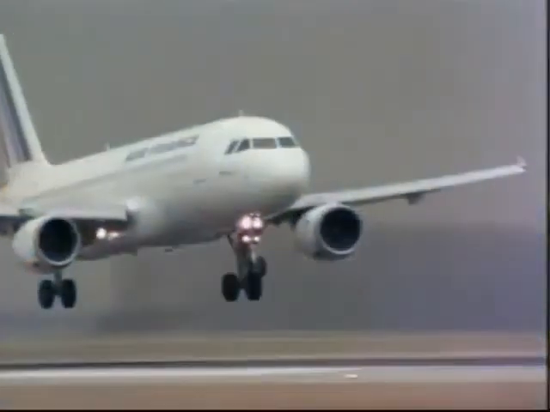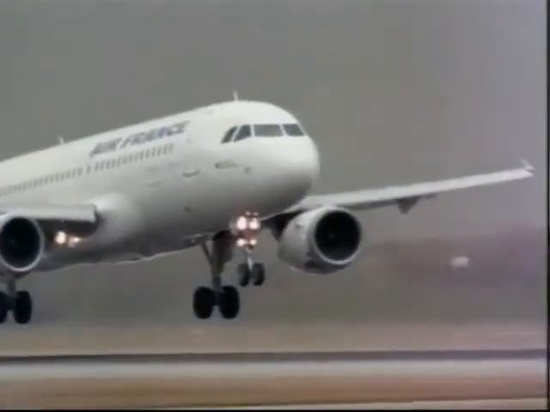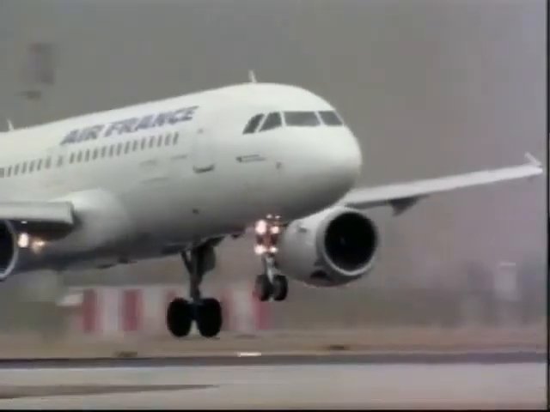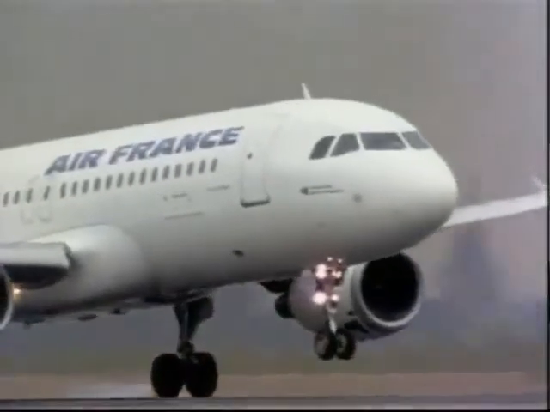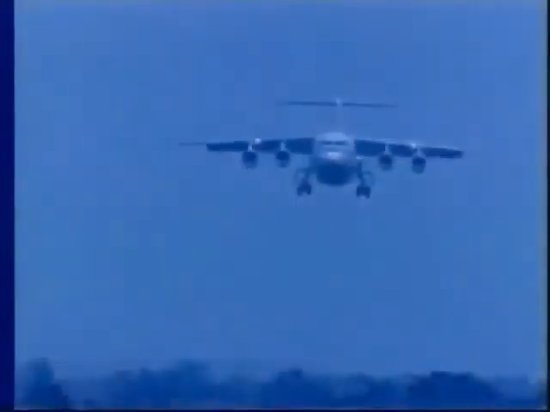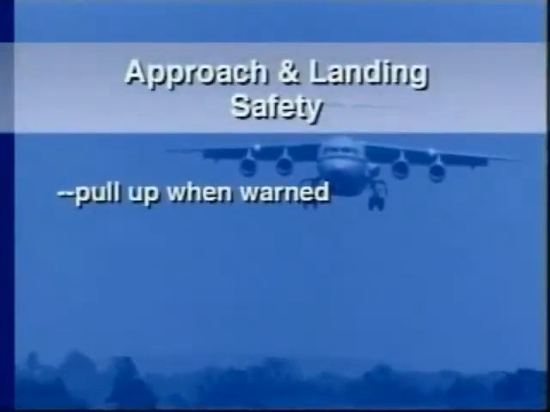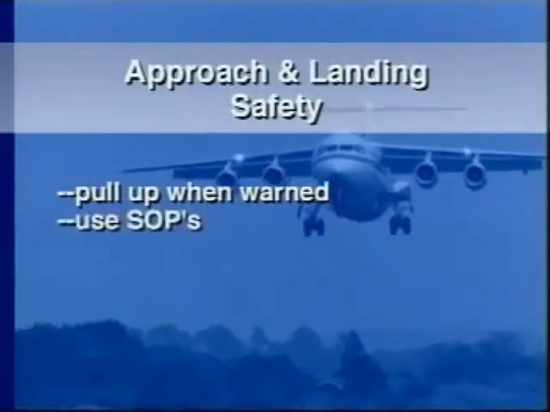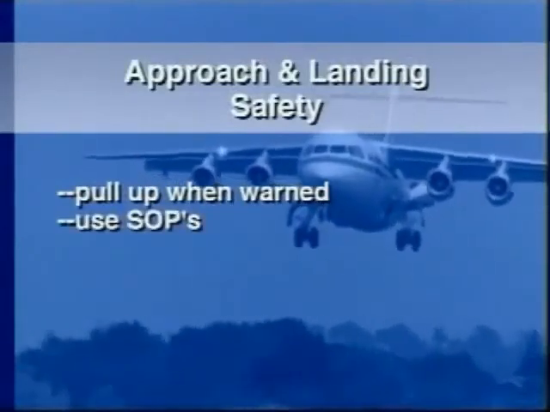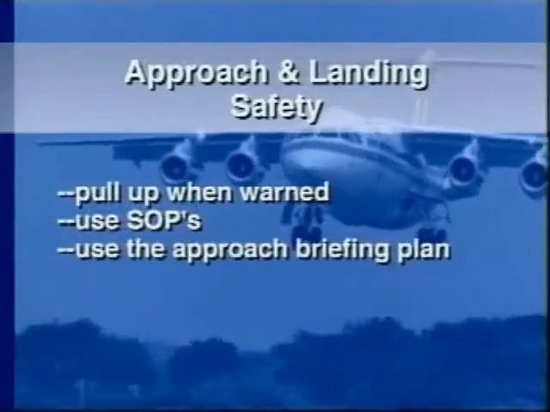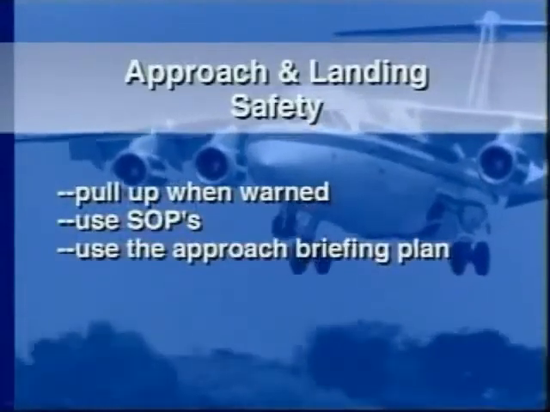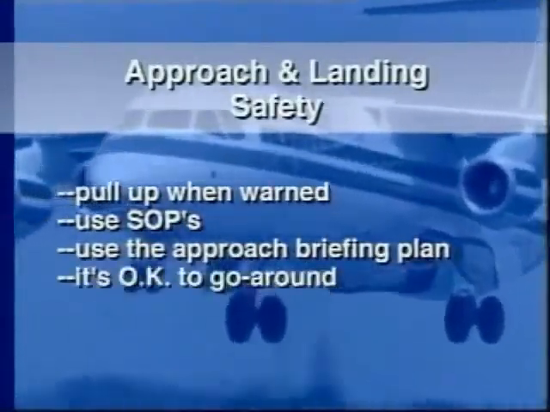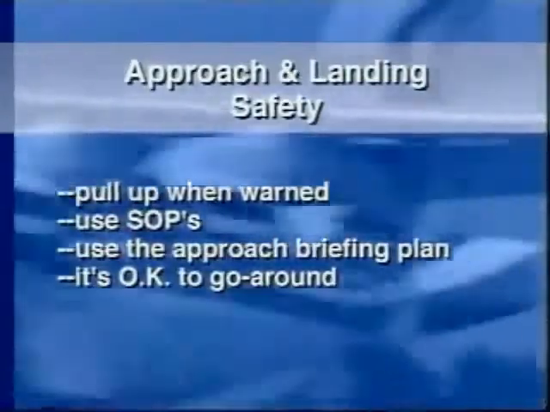When it comes to approach and landing safety, it's the simple back to basics that will certainly keep you out of trouble. The determination to immediately and unequivocally pull up when given a GPWS warning. The use of standard operating procedures and an approach briefing plan for every approach and landing. And finally, the mindset that it's okay to go around.